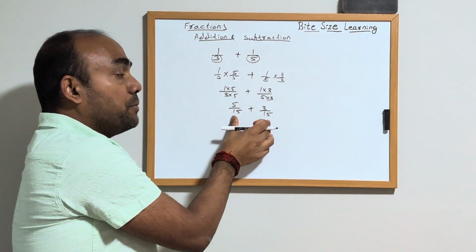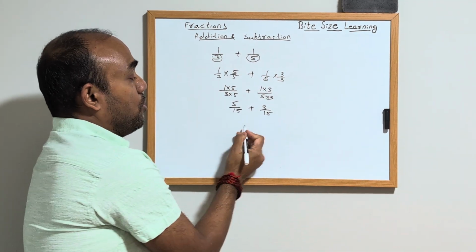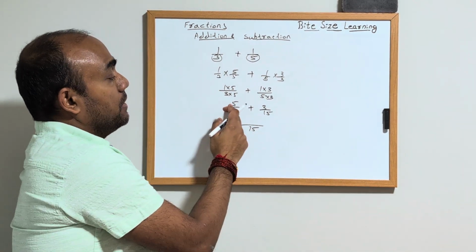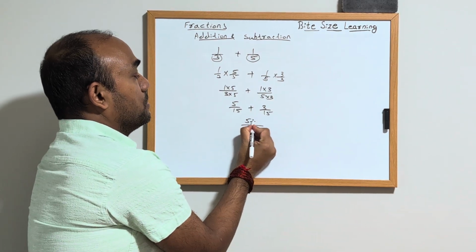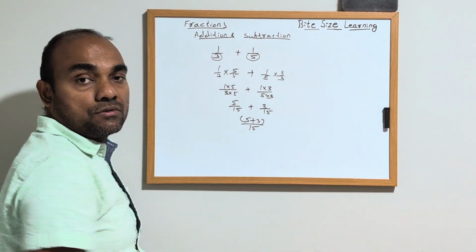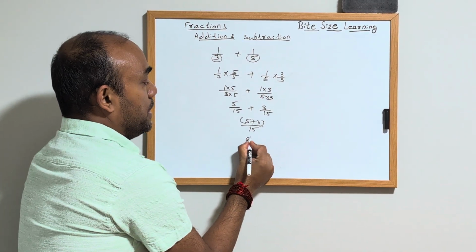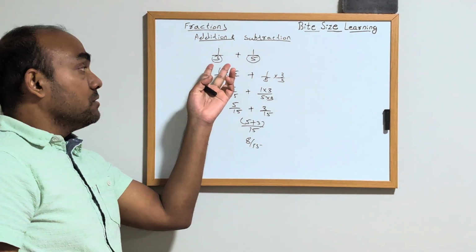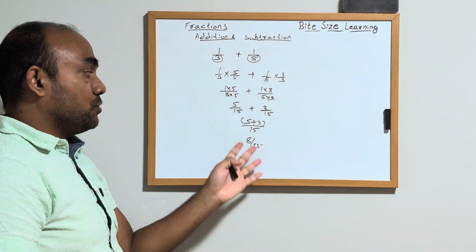When you have the denominator equal, you can take that common. It becomes like this, and then you just add the numerators. So it is 5 plus 3, and the answer is 8 by 15. So if you want to add two fractions, you need to follow this method.